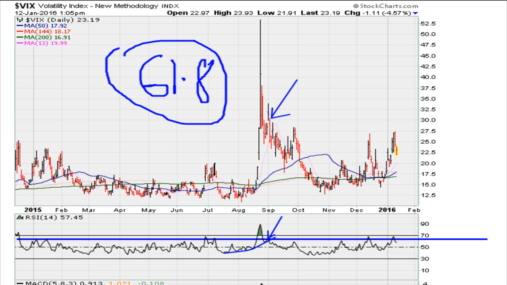And it's clear to see that every time we show resistance on this blue line with uniform action, the key is a uniform action. It's a sell signal for this instrument, buy signal for the market. Here, uniform resistance, sell signal for the VIX. Uniform rejection, sell signal for the VIX.